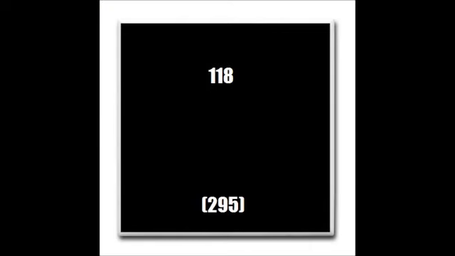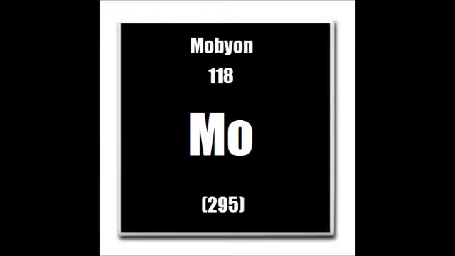There are many. For example, an element with an atomic number of 118 and an atomic mass of 295. Let's call it Mobion, because, well, he'll get jealous if it's not. Mobion would be a non-metal. It belongs to the inert gas family.